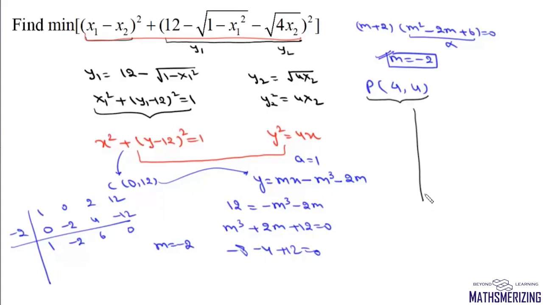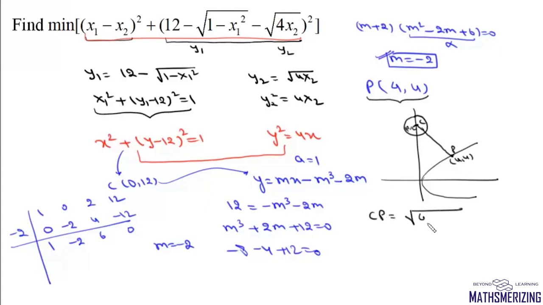So now we have this circle having center at 0, 12 and radius is 1, and then we have this parabola and the point which is closest to it is 4, 4. Now we need to find this shortest distance. So what we'll do is we'll find distance between center and this point P. So we'll find CP. So CP in this case will be 4 square plus, now this is 12, 12 minus 4, it is 8, 8 square is 64.